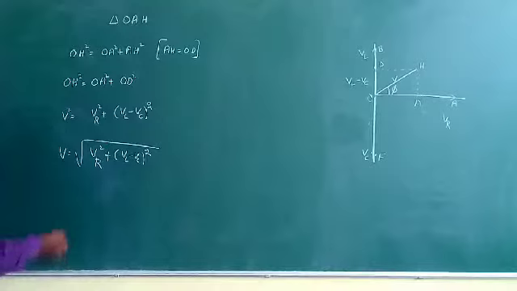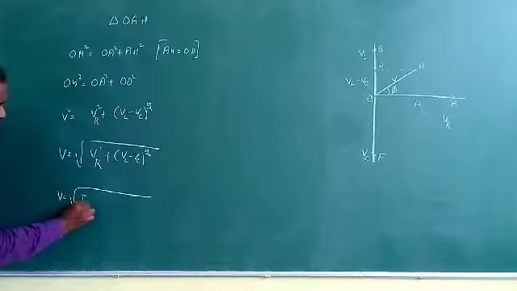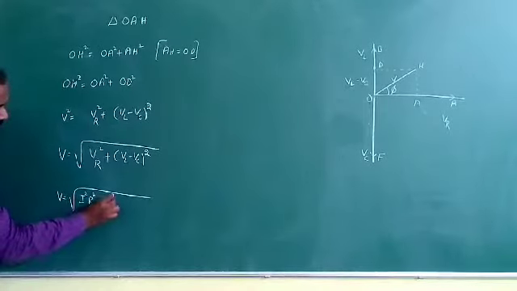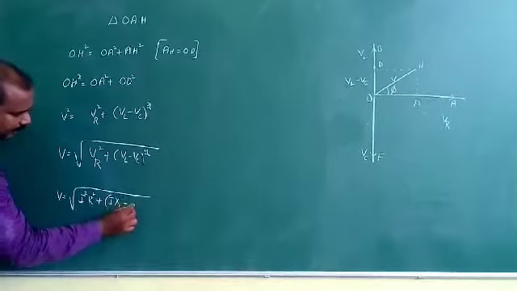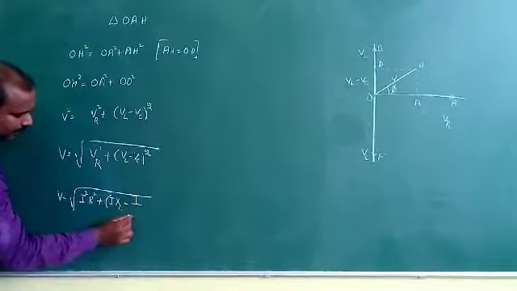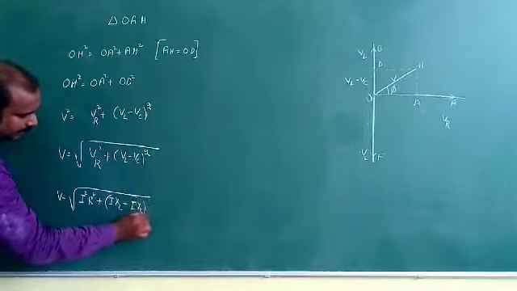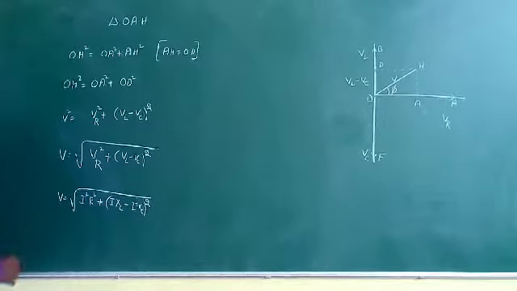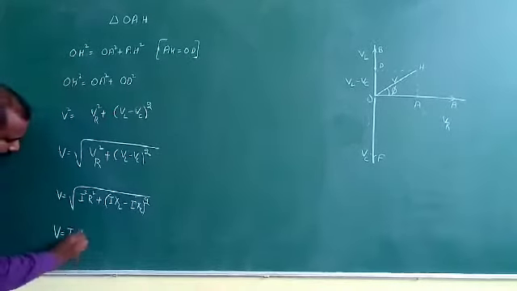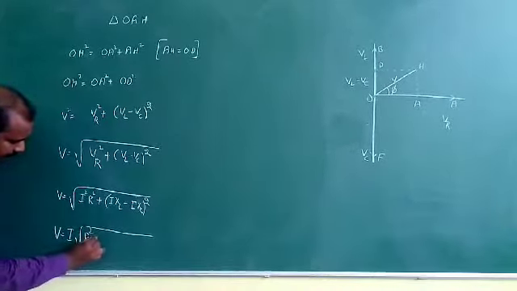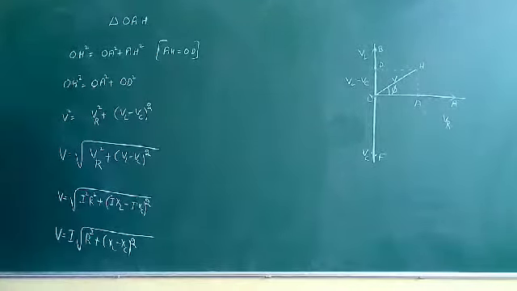What about the VR value? The VR value is nothing but square root of VR square. VR square value is nothing but I square R square, plus VL value is I XL, VC value is I XC, whole square. From this, if I take I common, it will be V is equal to I into square root of R square plus (XL minus XC) whole square.